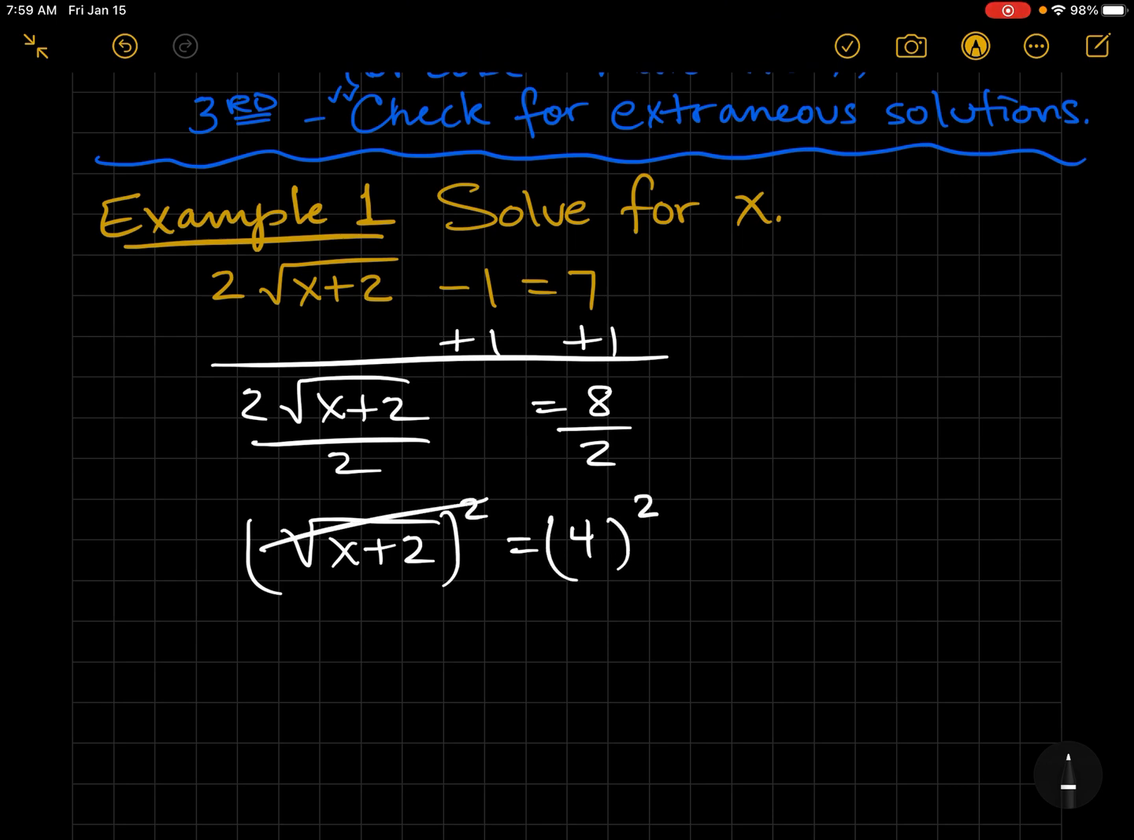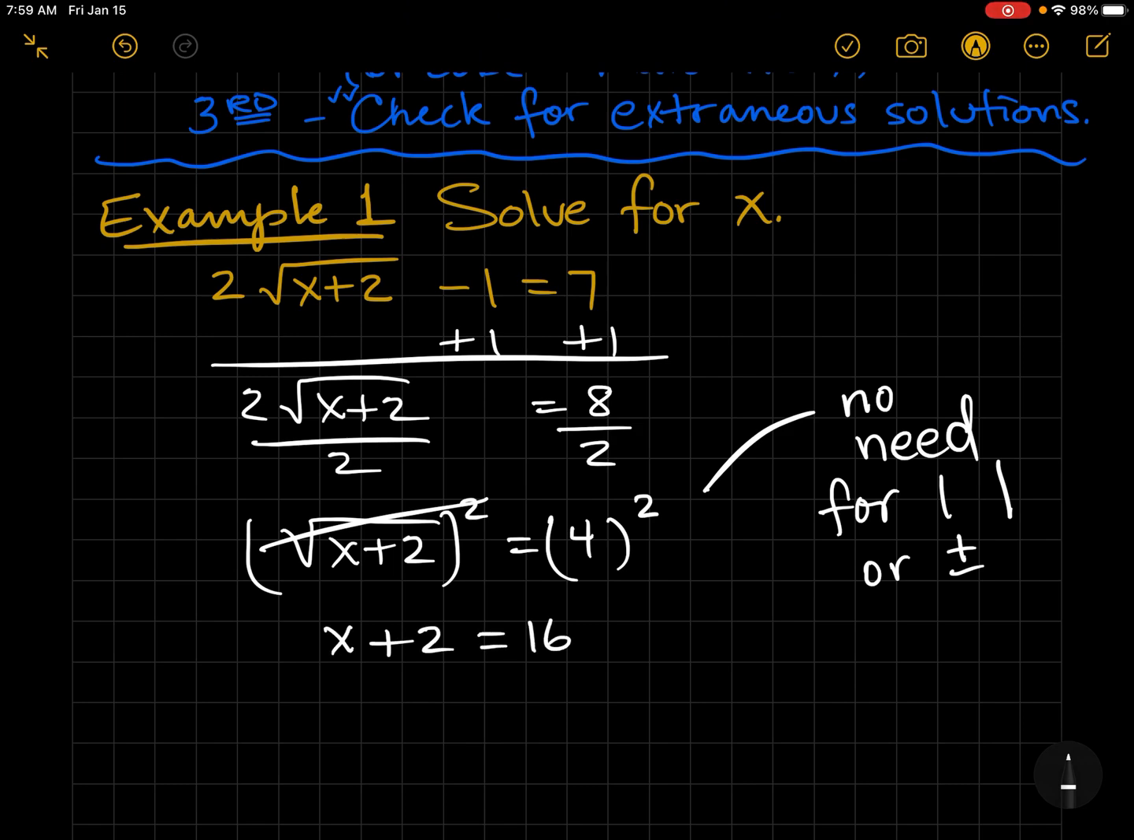So the square and the square root cancel. By the way, no need for plus or minus or absolute value bars. Not needed at all. So we have x plus 2 equals 16. Subtract 2 from both sides, and now we have x by itself.